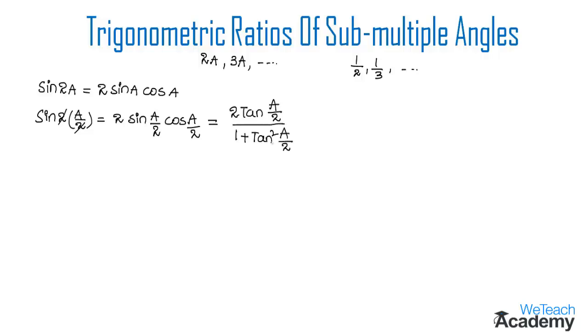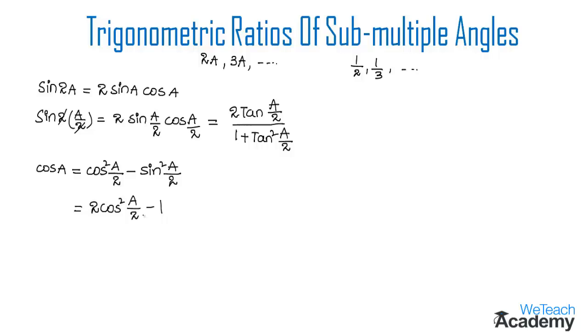And now let us consider the formulas of multiple angles for the trigonometric ratio cos. So cos 2A is equal to cos square A minus sin square A. So by replacing A by A by 2 in those formulas, we get the formulas for submultiple angles such as cos A is equal to cos square A by 2 minus sin square A by 2. And then replacing A by A by 2 in the other formula of cos 2A, we get cos A is equal to 2 cos square A by 2 minus 1.